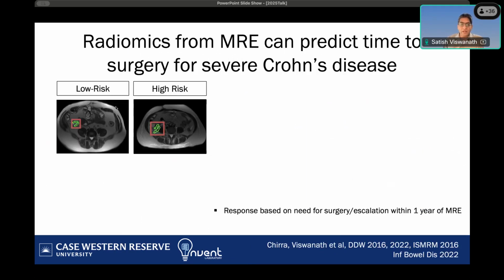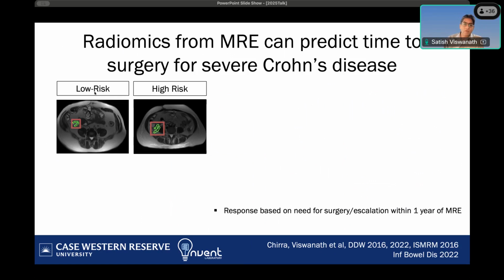We split them up with aggressive Crohn's disease into low and high risk. Because this is not cancer, this is now Crohn's disease, we defined this idea of response or risk based on the need for surgery. If a patient needed surgery very soon after the imaging scan, very soon after initiating the aggressive therapy, we said they're likely a high-risk patient, versus a person who's stable, who would be considered a low-risk patient.